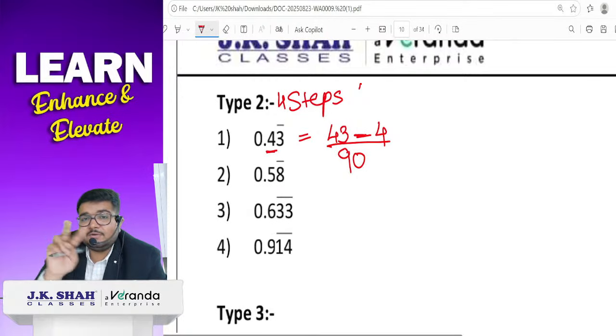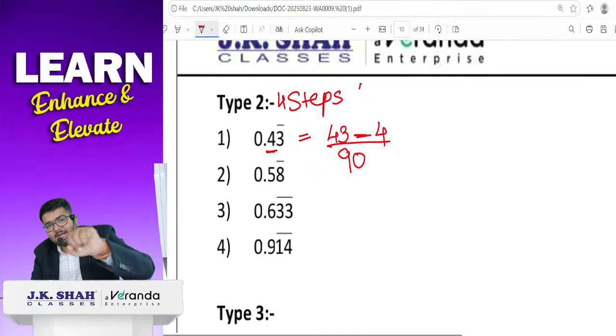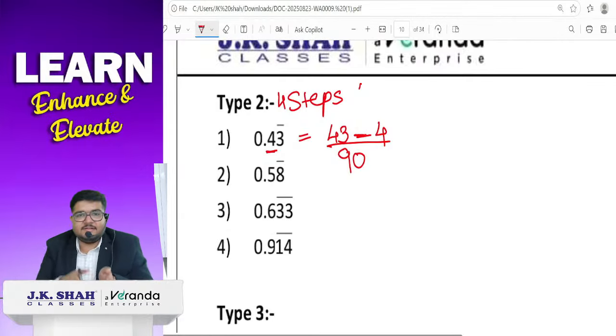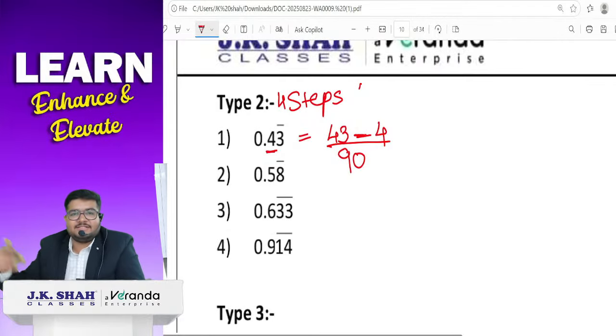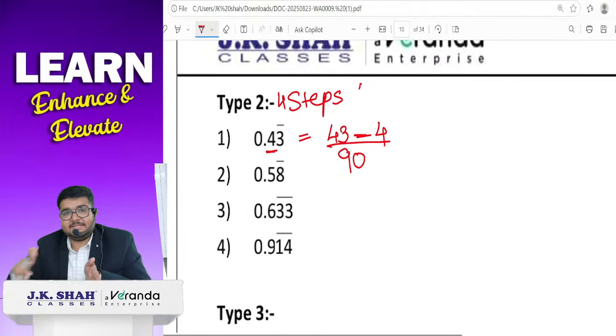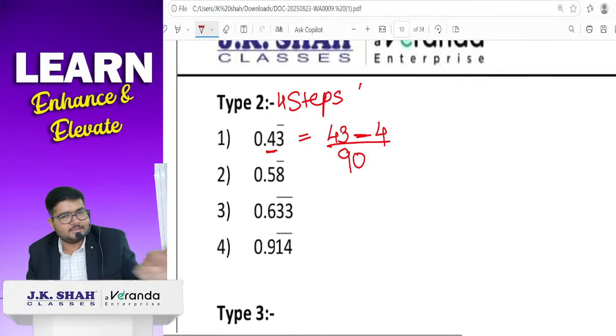If it would be 2 numbers that are not repeating, I will be putting 2 zeros. If there are 3 numbers which are not repeating, I will be putting 3 zeros. The number of zeros will be equivalent to the numbers which are not repeating, and the number of 9s which I will be putting in the denominator will be equivalent to the numbers which are repeating. अगर हिंदी में बोलूँ तो जितना नंबर रिपीट हो रहा है उतना 9 लगाना है, जितना नंबर रिपीट नहीं हो रहा है उतना 0 लगाना है.